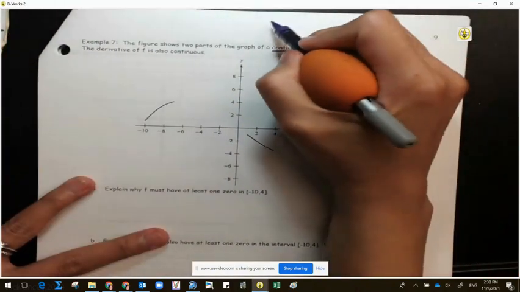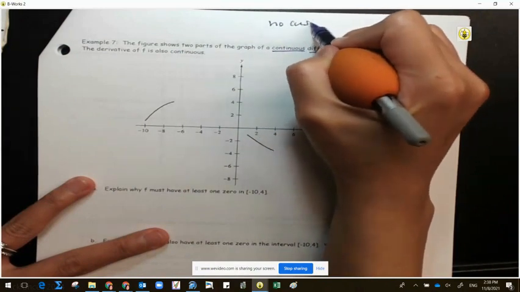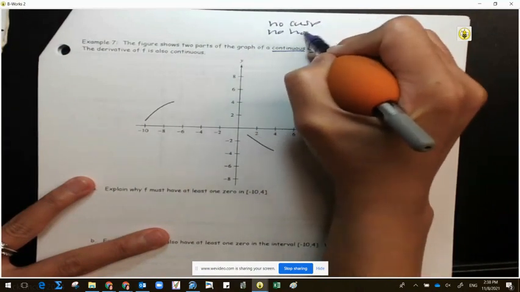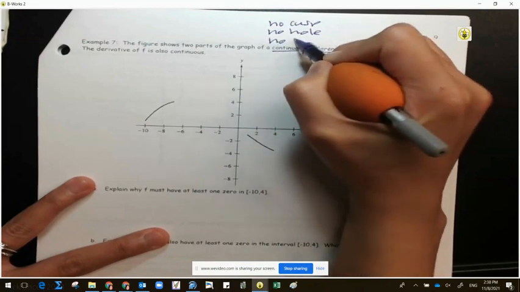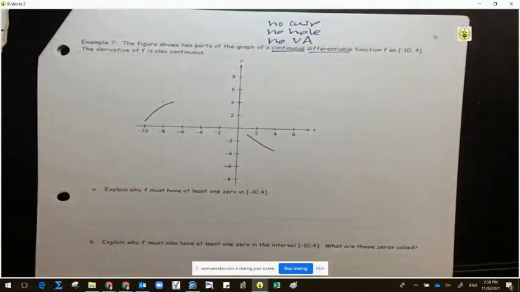So let's write out our conditions. There must be no cusp. There must be no hole. And there must be no what? Vertical asymptote. Good, vertical asymptote.